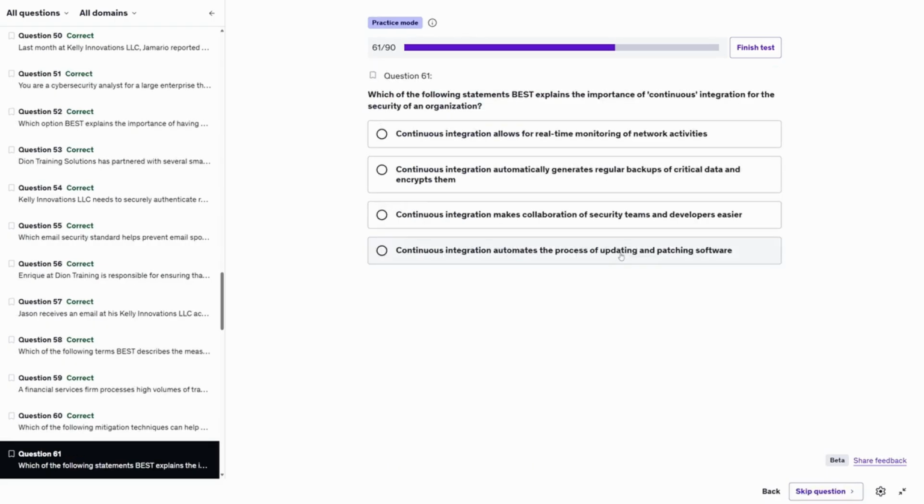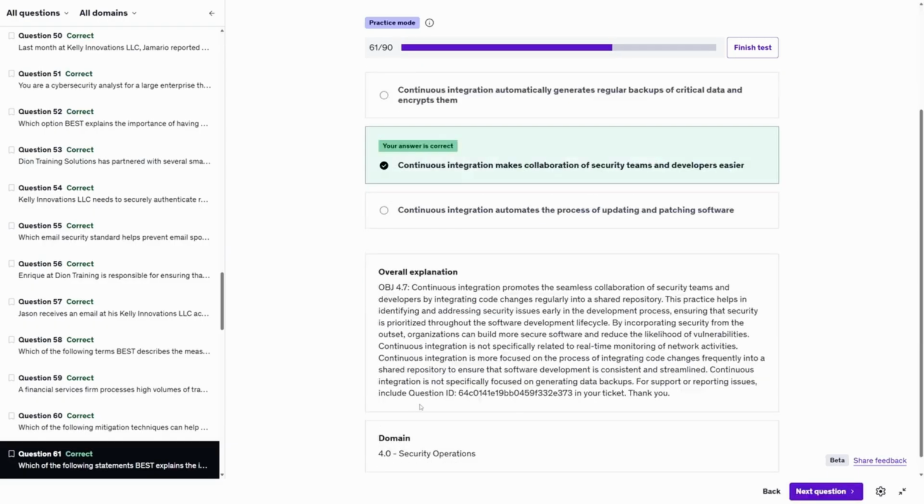Which of the following statements best explains the importance of continuous integration for the security of an organization? And I believe the most true statement here would be continuous integration makes collaboration of security teams and developers easier. And that was correct. So continuous integration promotes the seamless collaboration of security teams and developers by integrating code changes regularly into a shared repository.